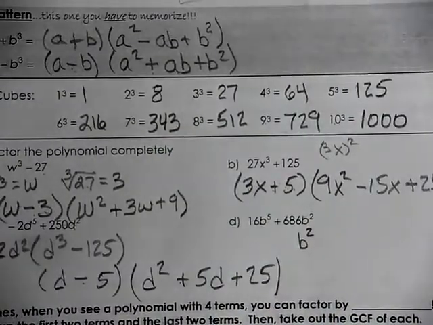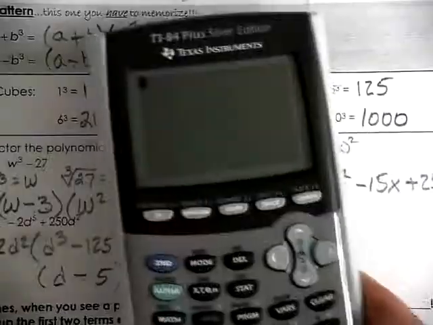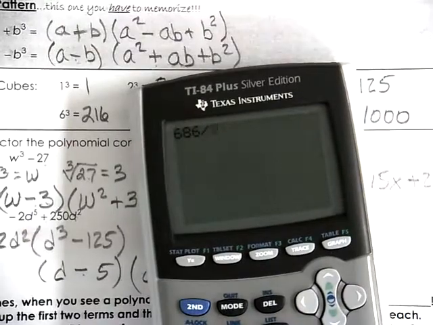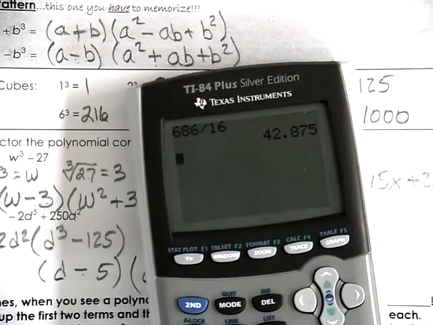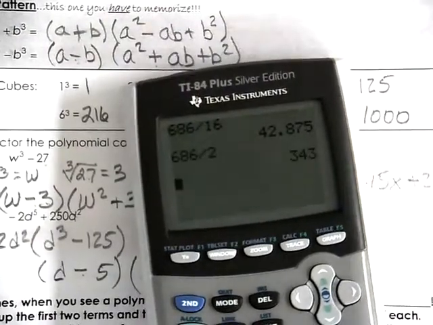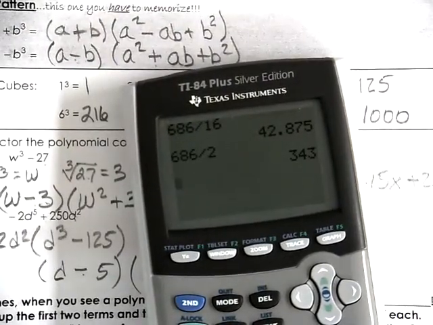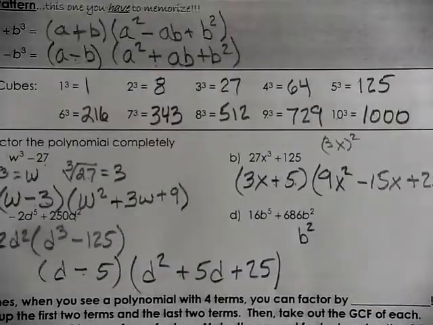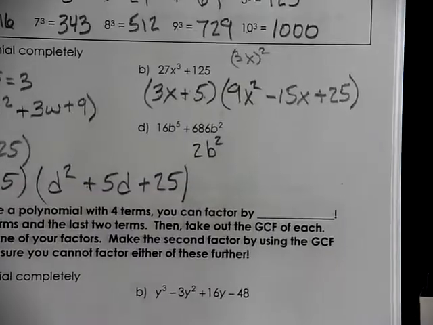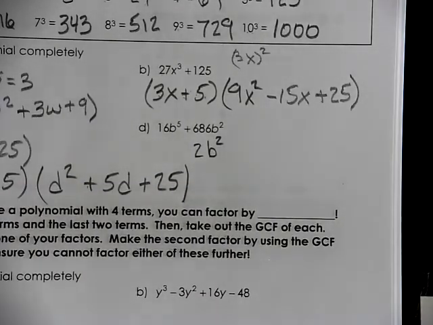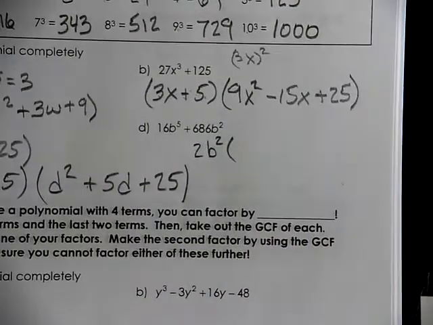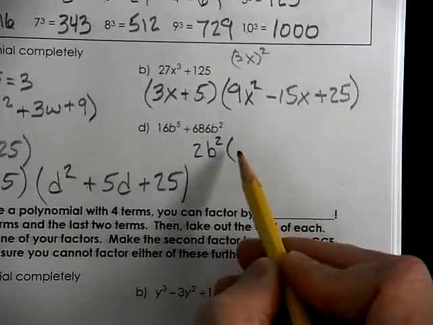There would be a consideration. Could you take 686 and factor the entire 16 out of it? And the answer is no. It comes into a decimal. But 686 divided by 2 is 343. So we're just going to pull a 2 out of it. So that's our GCF, 2b squared. So what are we going to have left inside?